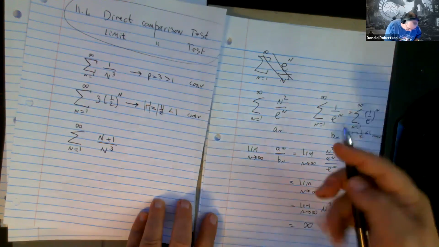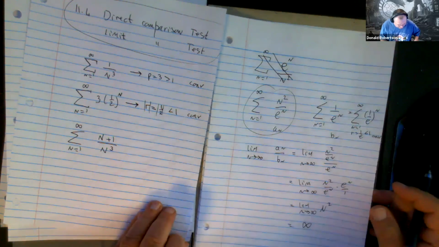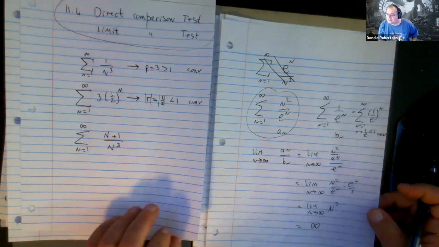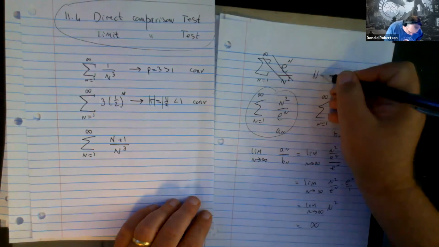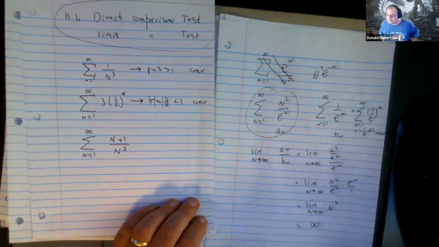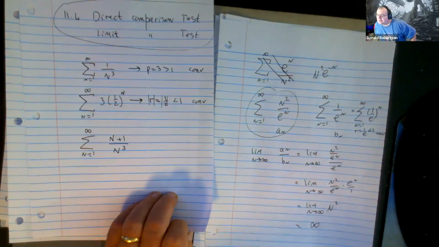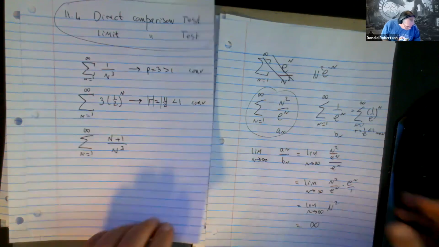Actually, that question would probably have to be done with the integral test. I would have written it as n squared e to the negative n, and done integration by parts. If you're just wondering how I would have solved that question.